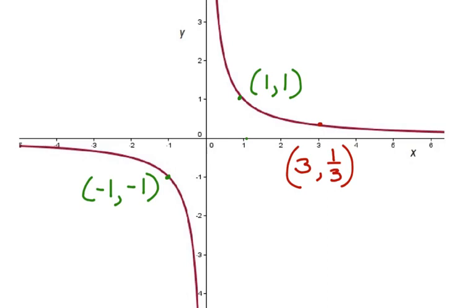And here I've got -3 and -1/3. Again, opposite values that correspond will form the branches of this hyperbola.